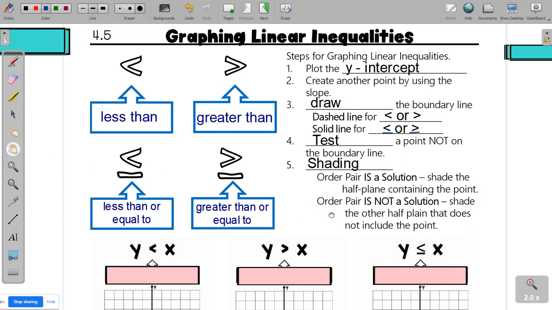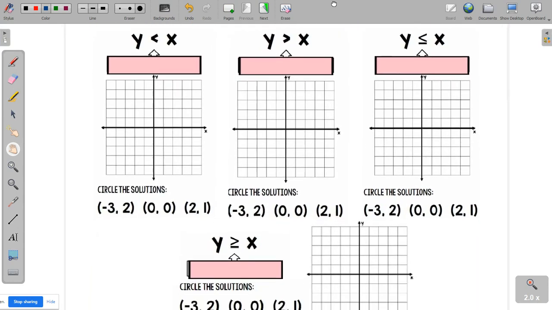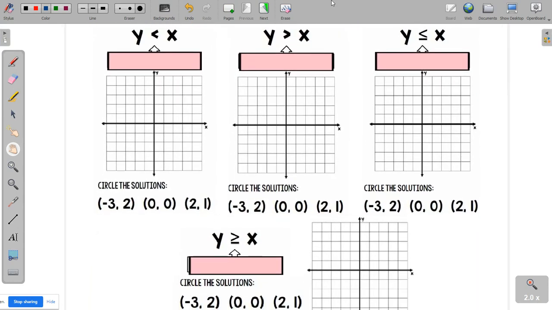So let's look at some examples. Our first one, we have y is less than x. So we need to determine what kind of line we're drawing. So here we are drawing a dashed line. If you think of the equation y equals x, there's no y-intercept here. So our y-intercept is starting at 0.